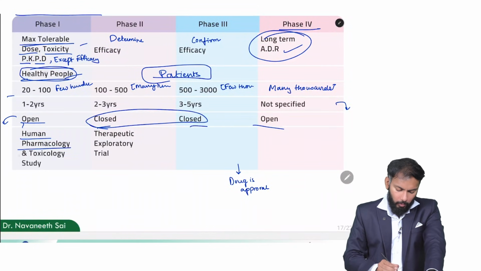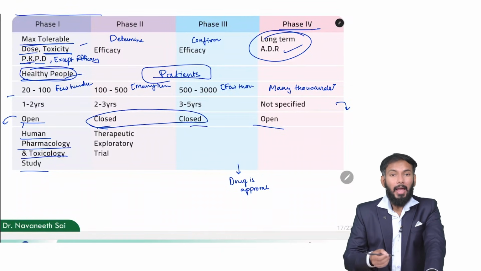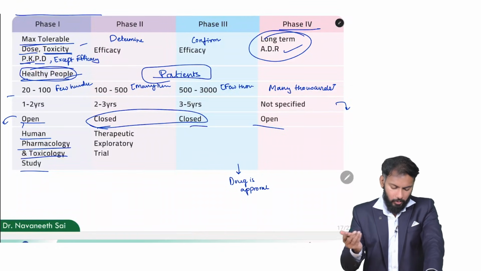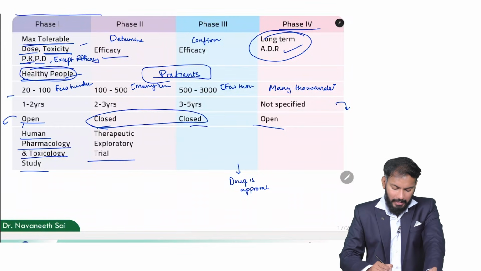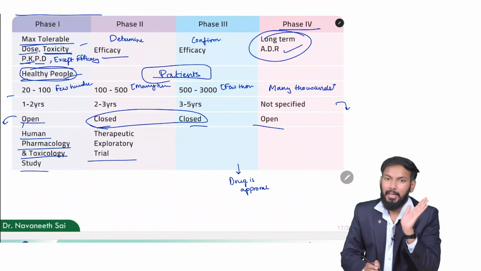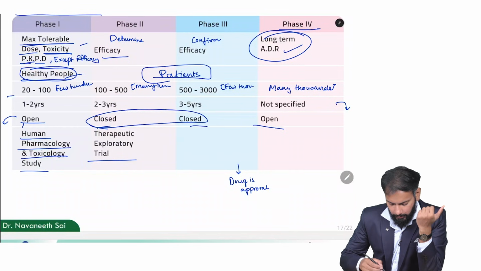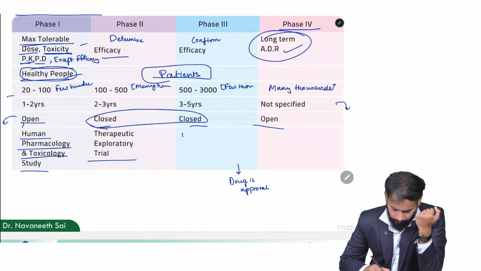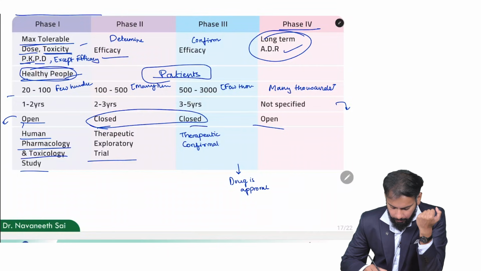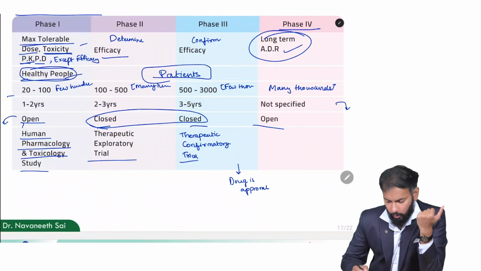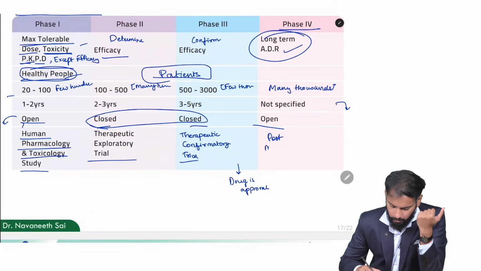Phase 1 is also known as human pharmacology and toxicology study, because you are studying the toxicity and pharmacokinetics and dynamics. That's all. Now, phase 2 is known as therapeutic exploratory trial, because you are exploring the efficacy. Phase 3 is known as therapeutic confirmatory trial. Now, what about phase 4? It is known as post-marketing surveillance.